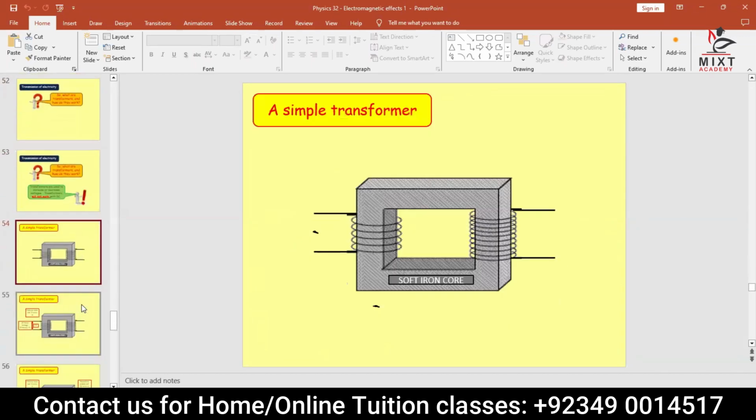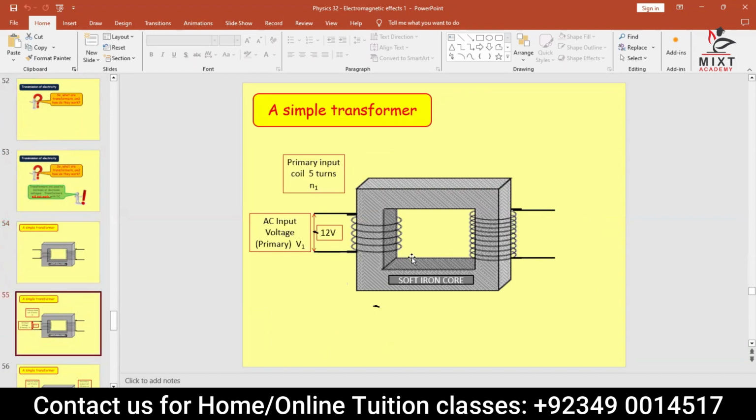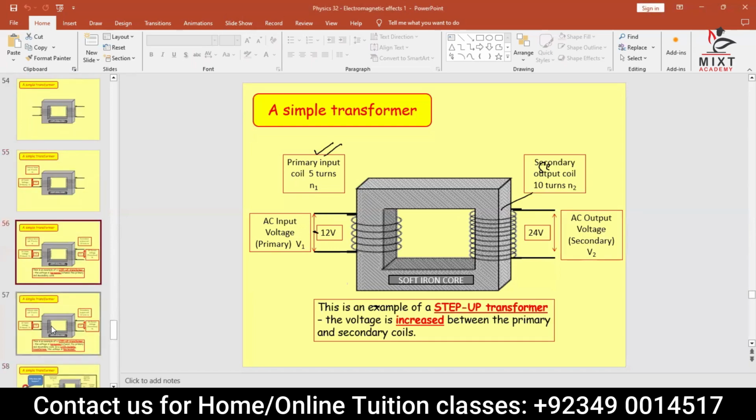Now here, the point is, this is called your transformer. Can you see that a transformer has two coils in it? One side of the coil is called the input coil, or primary coil, and the other side is called the secondary coil. Remember that a transformer has two coils: the input coil, which is primary, and the output coil, which is called the secondary coil. Now, what is actually happening here?